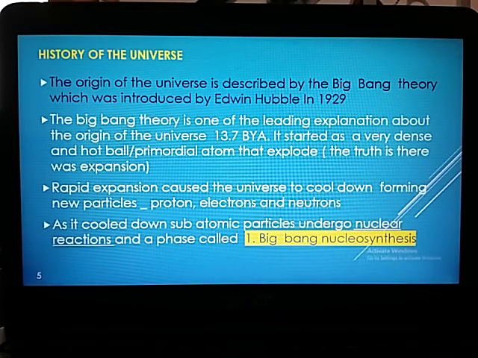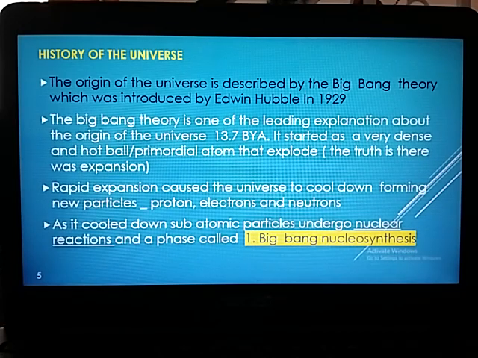Paano ba nagsimula ang universe na ito according to the Big Bang? It started as a very dense and hot ball, isang bola, tinatawag na primordial atom, that exploded. Sumabog. But actually, hindi naman to sumabog, kundi the truth is there was expansion. Nang dahil sumabog ito, maraming particles ang nagkalat-kalat. That's why tinawag natin itong expansion.